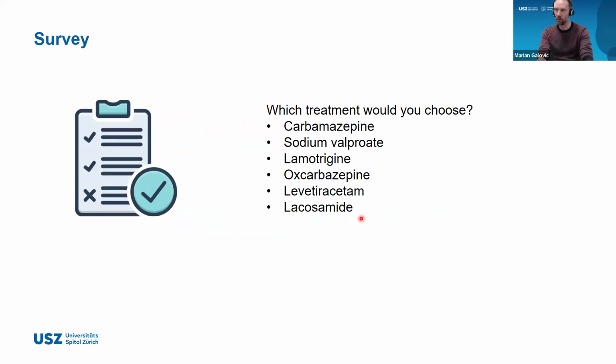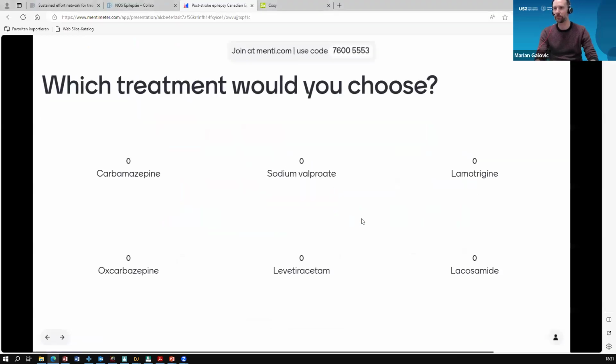So my next question to you is, which treatment would you choose in this case? And on offer, we have carbamazepine, sodium valproate, lamotrigine, oxcarbazepine, levetiracetam, or lacosamide. So let's see what neurologists in Canada would do in this case. Okay, many people favoring levetiracetam so far. Some people oxcarbazepine, some would take lamotrigine. Interesting. Well, I think the situation would be quite similar, at least in Switzerland. Many people would be favoring levetiracetam.